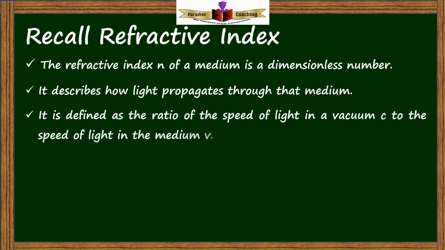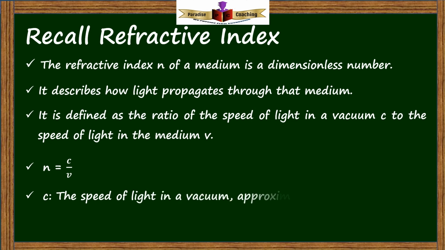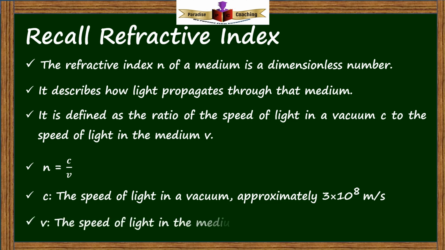It is defined as the ratio of the speed of light in a vacuum, c, to the speed of light in the medium, v. n equals c by v. Here, c is the speed of light in a vacuum, approximately 3 times 10 raised to 8 meters per second. v is the speed of light in the medium.